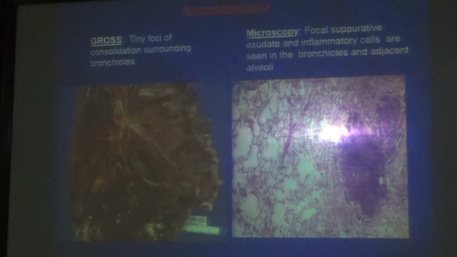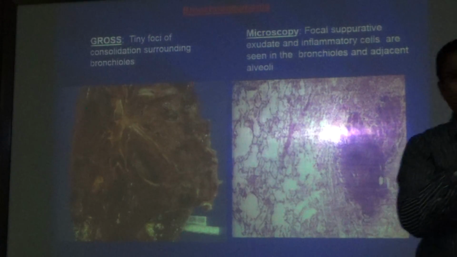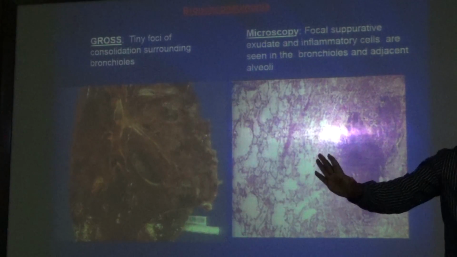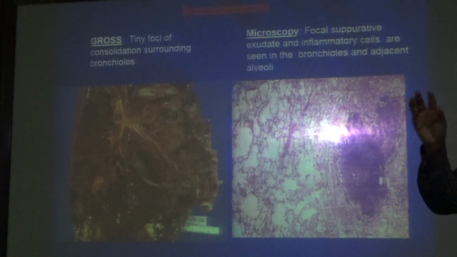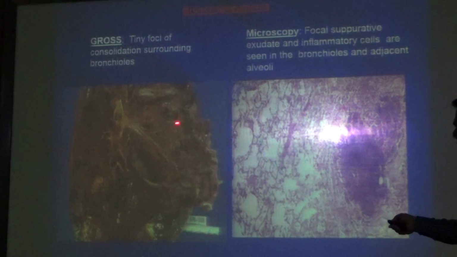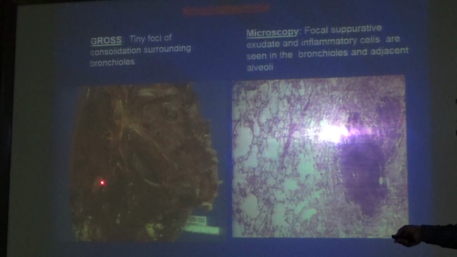Now we will go on to bronchopneumonia. Till now we have studied 2 types of pneumonia: bronchopneumonia and lobar pneumonia. Lobar pneumonia affects the entire lobe, and there are 4 stages. In bronchopneumonia there are no stages; it affects only in patches, with tiny foci of consolidation surrounding the bronchioles. In the bronchi and bronchioles you will see consolidation and obstruction.